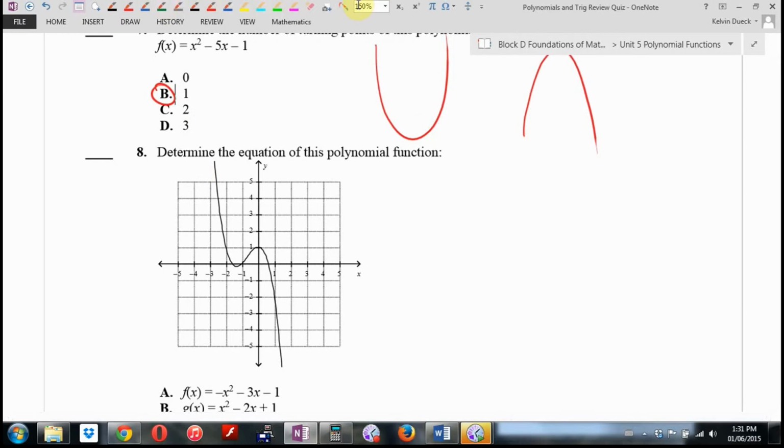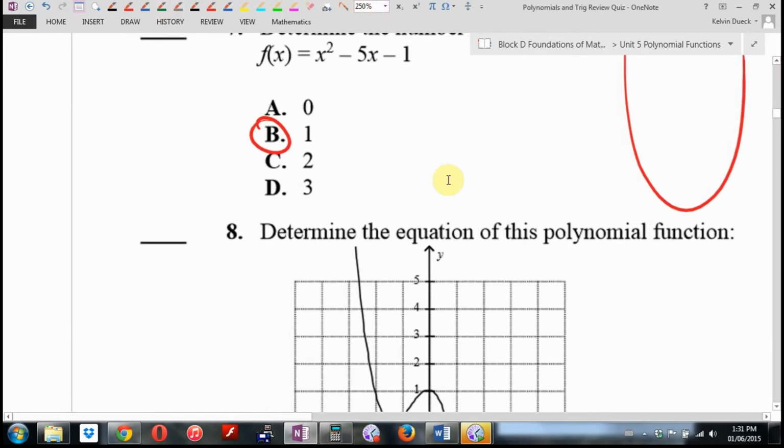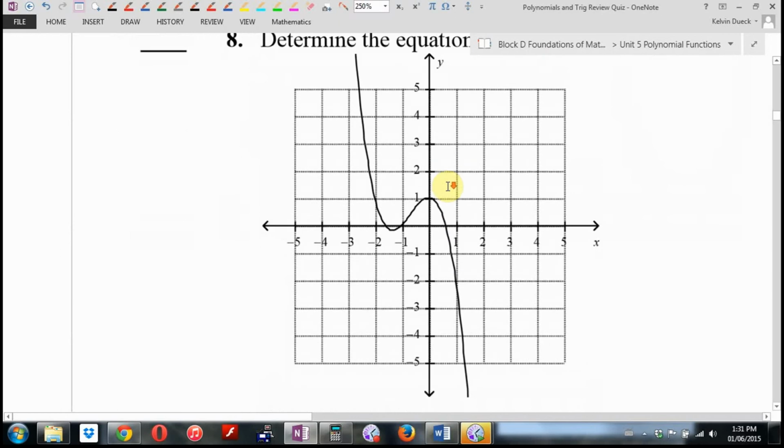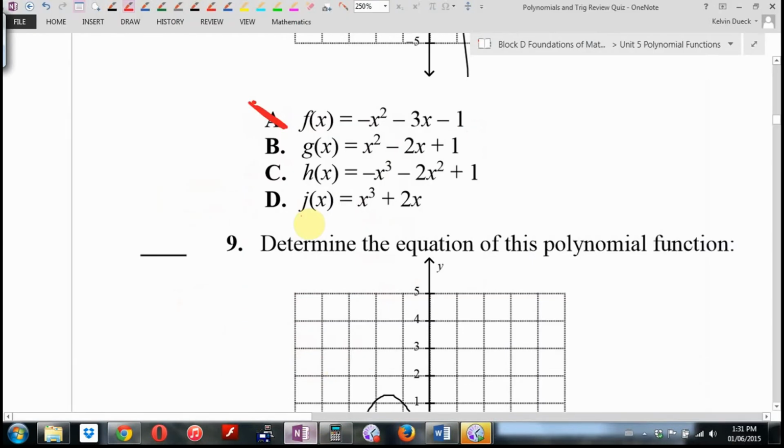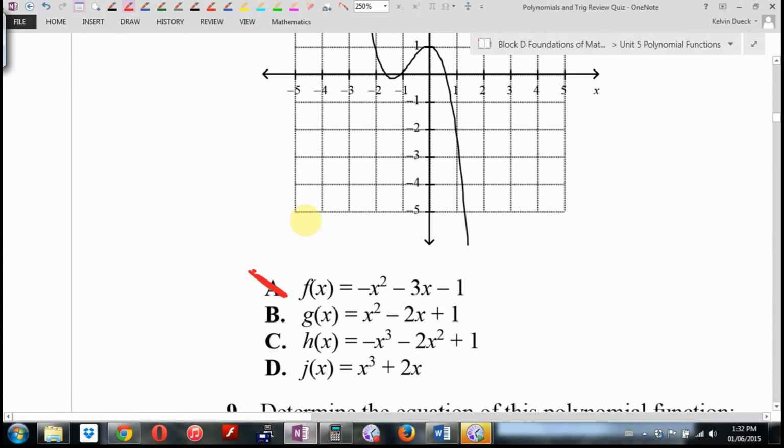Number 8 says determine the equation of this polynomial function. Okay, first thing, this is not a parabola. Okay, let's try this again. This is not a parabola, so I would cross that out, I would cross that out.